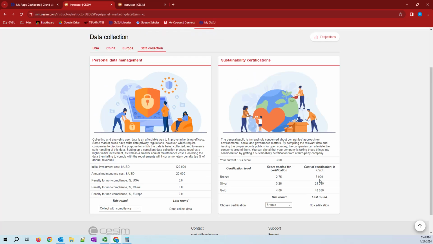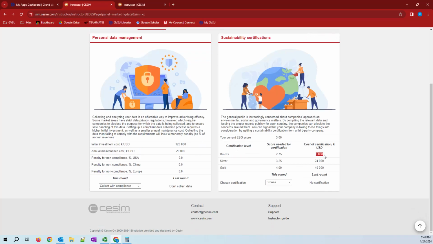The bronze sustainability certificate will cost me about $8 million, which is fine. I'll pay that. And I'm going to pay about $120 million in terms of personal data management, and then I'll have an annual maintenance cost of $20 million, which is fine. And I will not be paying any penalty for non-compliance in this round. If I would have selected this, I would have paid a 2% penalty for non-compliance in Europe. But I'm going to go with compliance and I'm going to save that penalty cost.